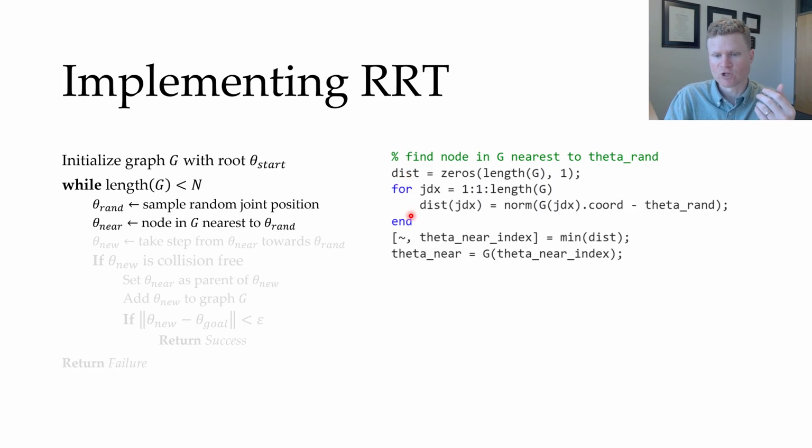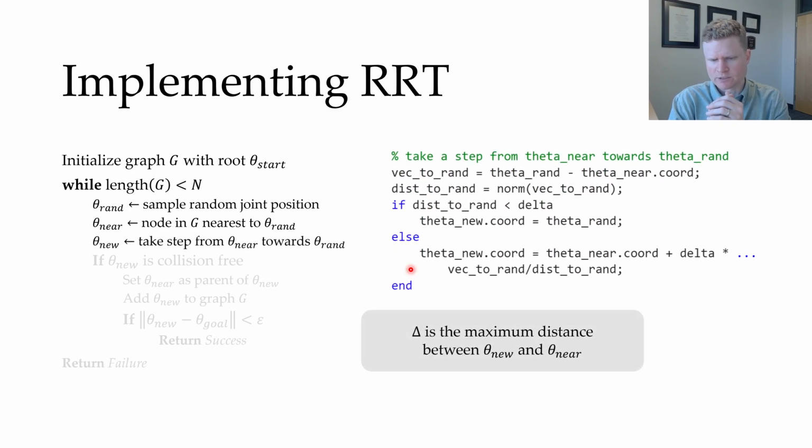Once I've completed this for loop, I now know the distance between every single node and that randomly sampled joint position. I then choose the element that has the minimum distance to theta rand, and that's going to be theta near. So I can pull that index from my graph and say, all right, this is the one that's closest to that sample joint position.